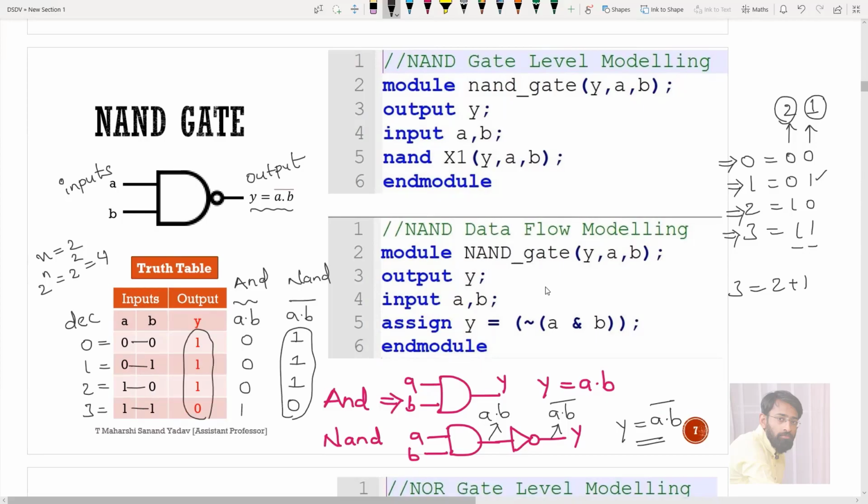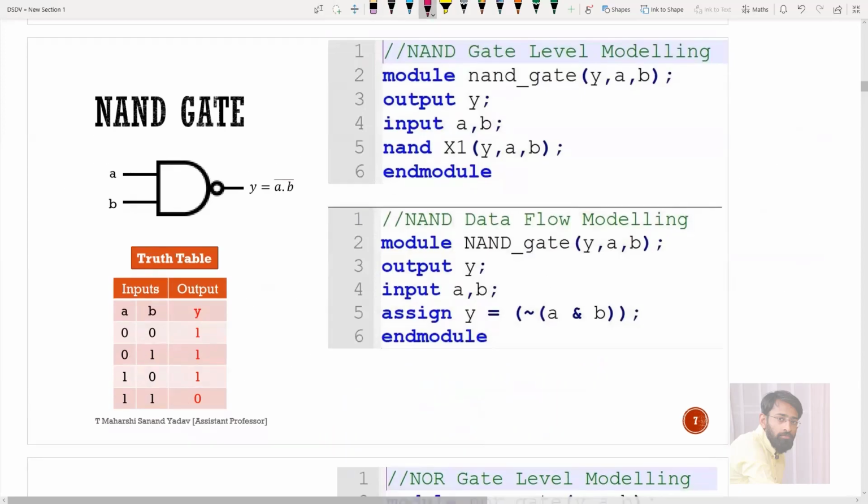So simply, the truth table for this NAND gate is the reciprocal of it. See here, 0 is replaced with 1, here also 0 is replaced with 1, 0 replaced with 1, and 1 is replaced with 0. So this is a way of writing the truth table. Now let us also solve the K-map for this particular truth table.